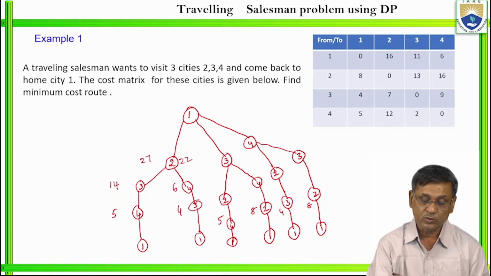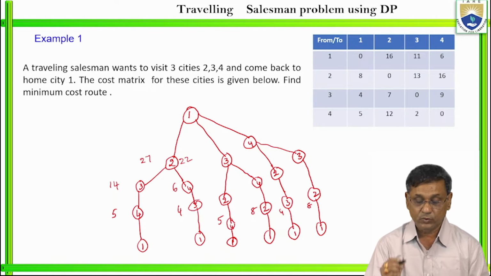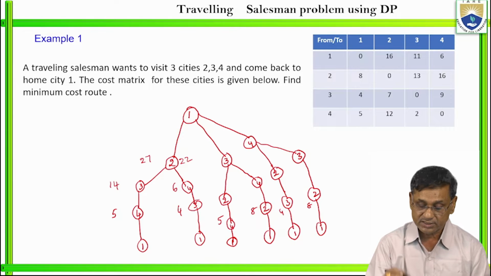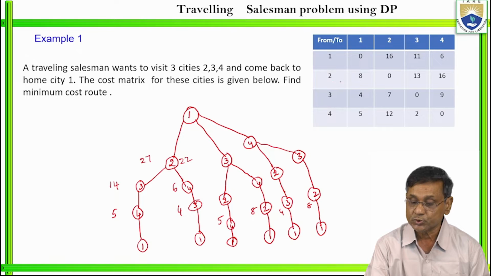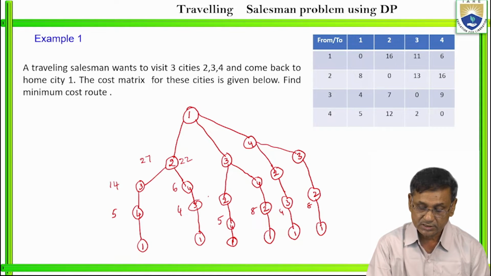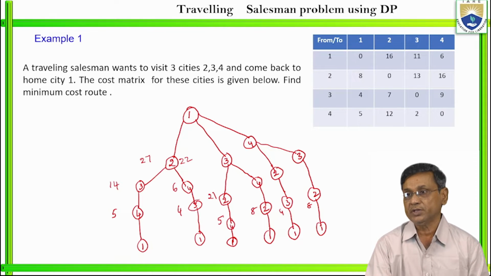Suppose if the salesman goes from 3 to 2, 2 to 4 and 4 to 1. In that case, what is the distance? Now, what is the distance from 2 to 4? 2 to 4 is 16. 16 means the distance here, 16 plus 5 is 21.